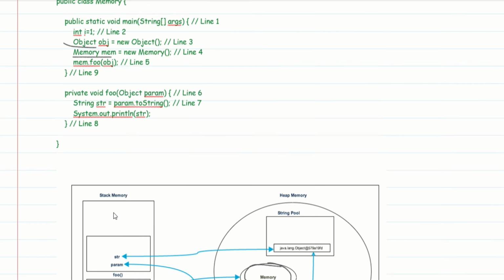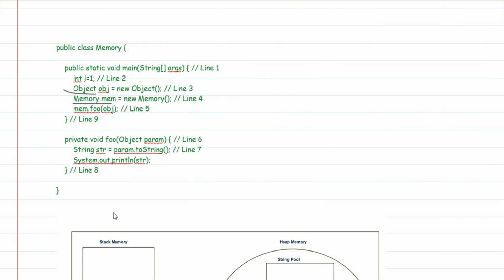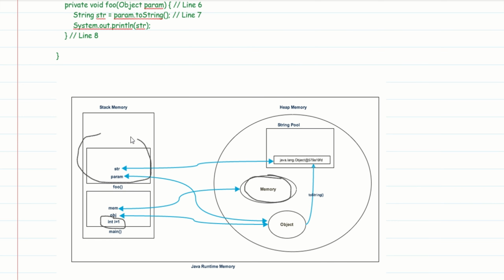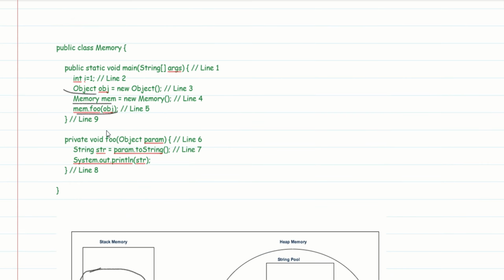In line number 5, we are calling the method foo. As I mentioned, when a method is called, the memory for the method is allocated in the stack region. So one is for the main method, and for the new method call we are creating another memory here. One is for the main method, one is for the newly called method.